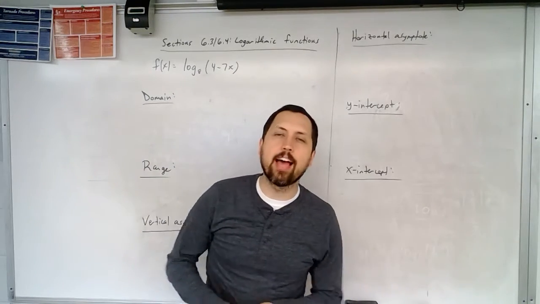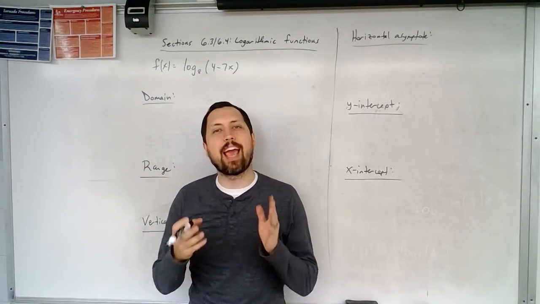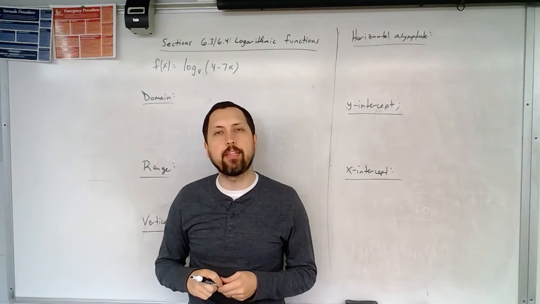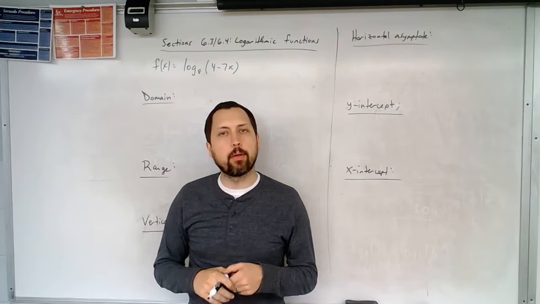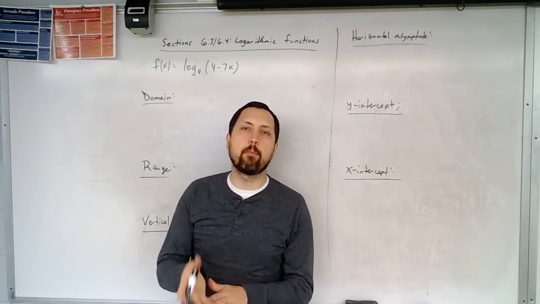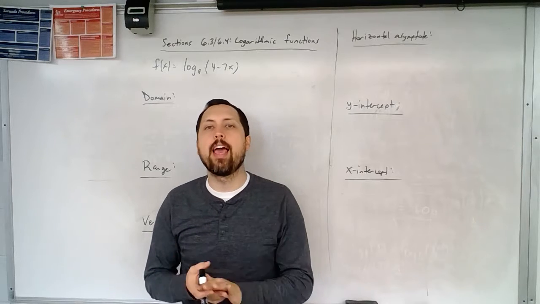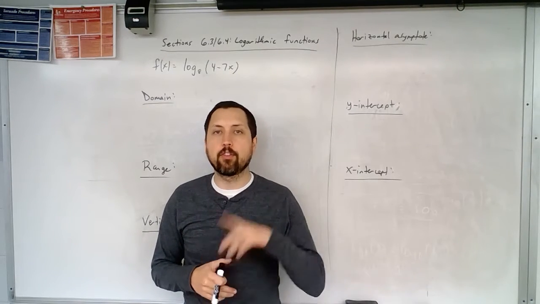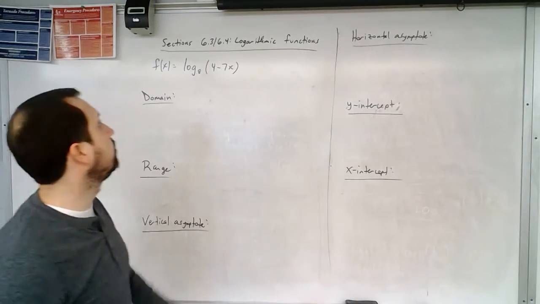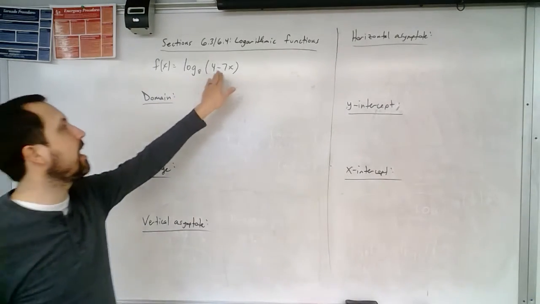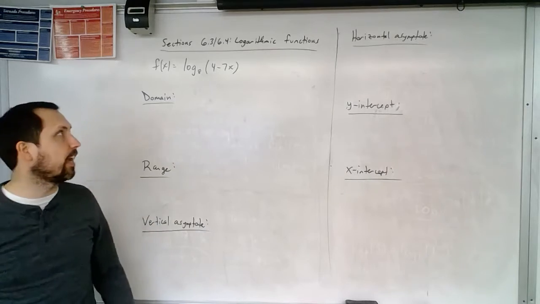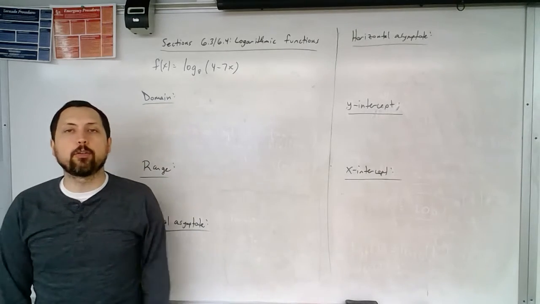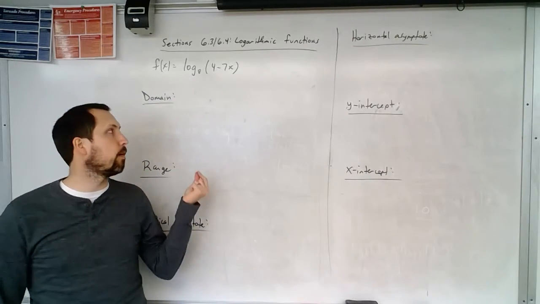Now I'd like to take a look at a regular log function and categorize a bunch of those things that we did with exponential functions. Remember, we looked at exponential functions, we found things like domain, range, asymptotes, and intercepts. Those six, again, will be very important for us to find for logarithmic functions. So if we have this log base 8 of 4 minus 7x, let's say this is our logarithmic function, we'd like to find each of these properties.